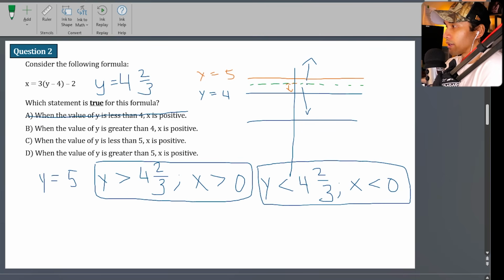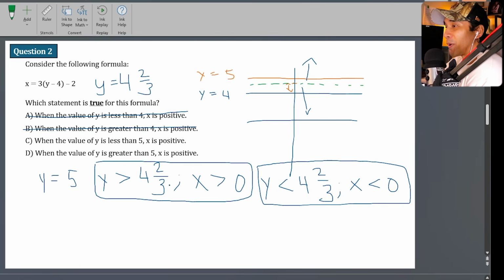Now let's look at this right here. It's saying y values greater than 4. Here's 4. And then we're saying greater than 4, it's positive. But there's this little section here, remember this, where it's negative because the cutoff is 4 2/3, right? So in fact, values greater than 4 are negative, but most are positive. So this is wrong.